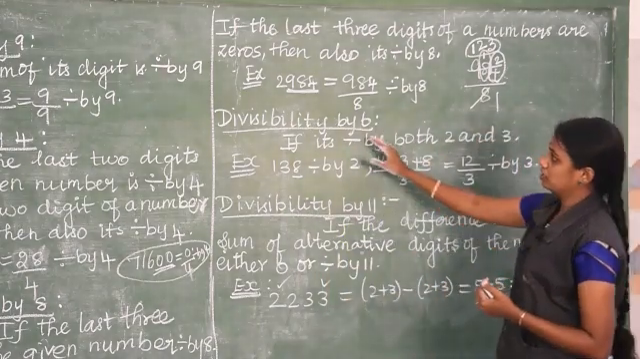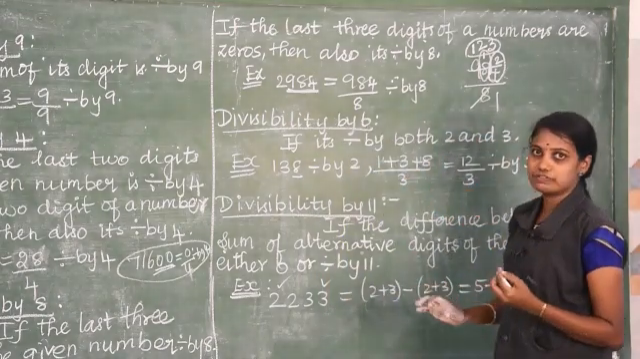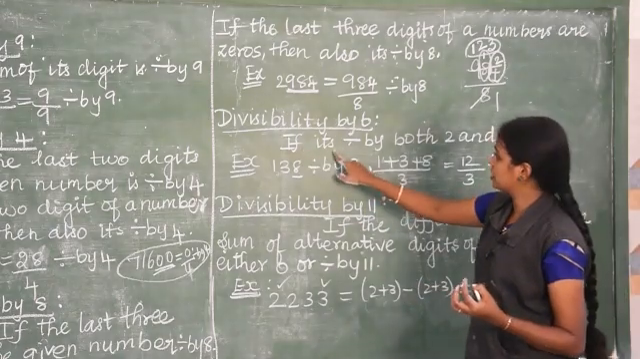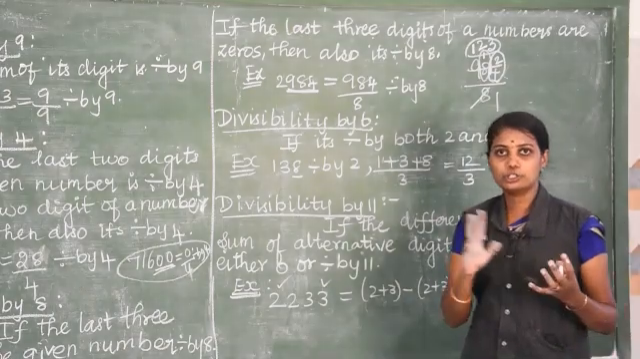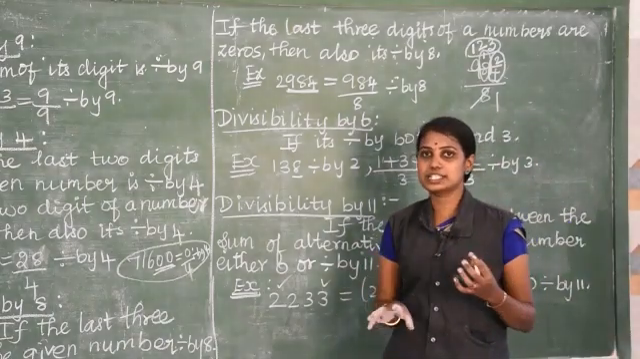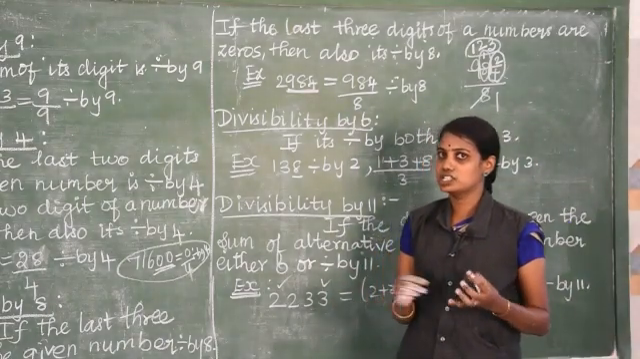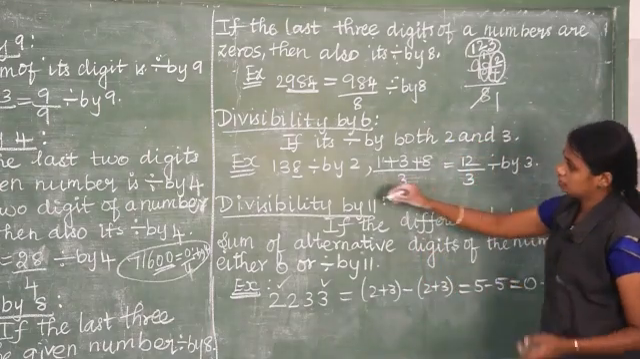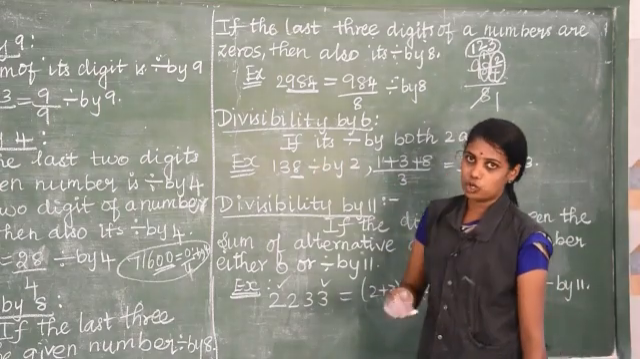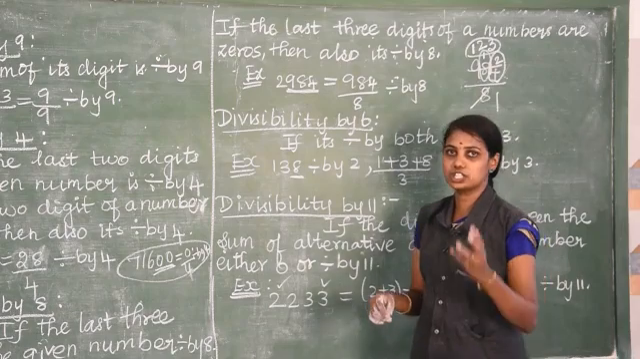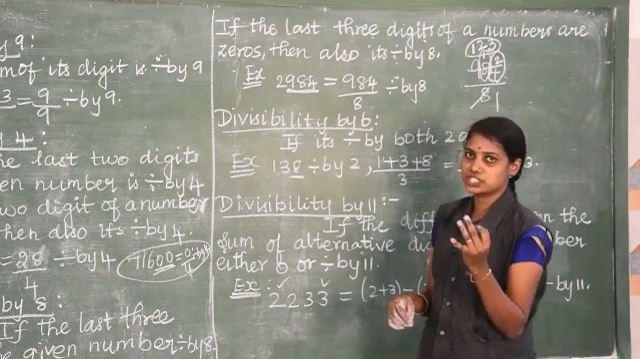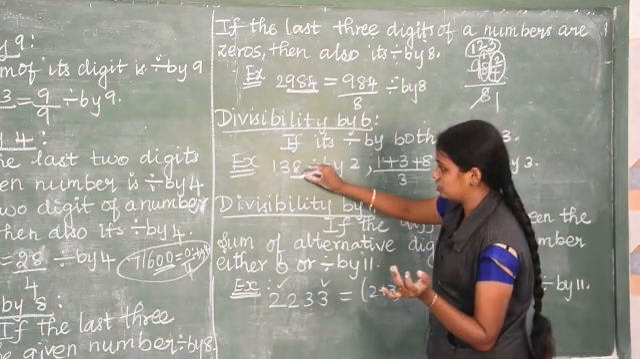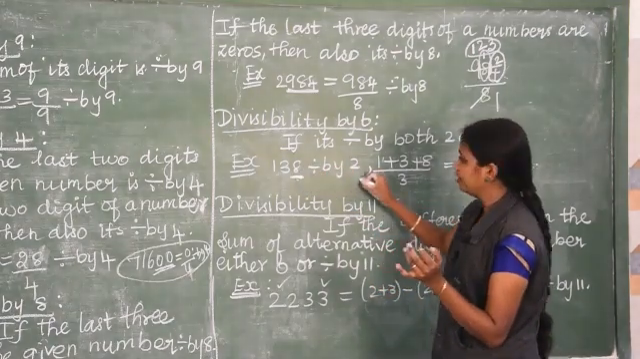Next we are going to see divisibility by 6. If it's divisible by both 2 and 3, then it is divisible by 6. For 2, what will you see? The last digit. Yes or no? The last digit must end with 0, 2, 4, 6, 8. The number ends with 8, so it is divisible by 2.